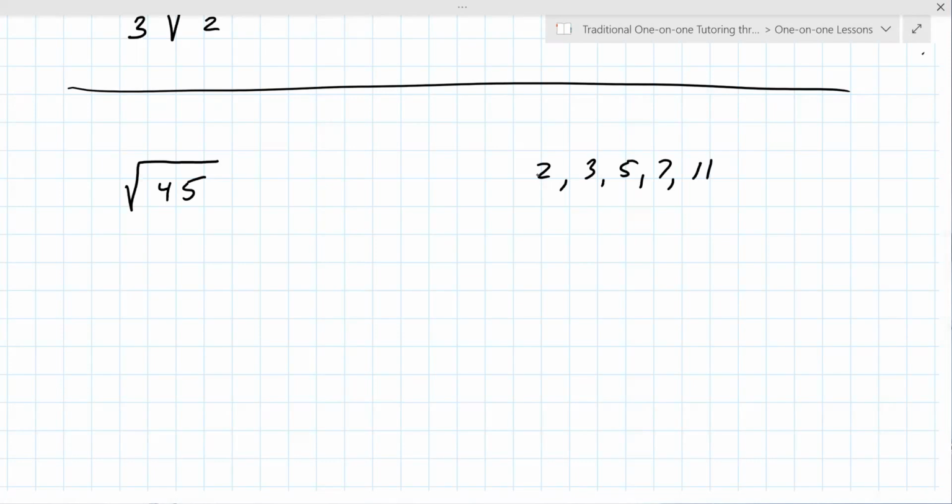No, I would say no. 2 does not go into 45. What about 3? Does 3 go into 45? 3 goes into 45. Yes, 15. Now, since you've already dealt with 2, you try 3 again.